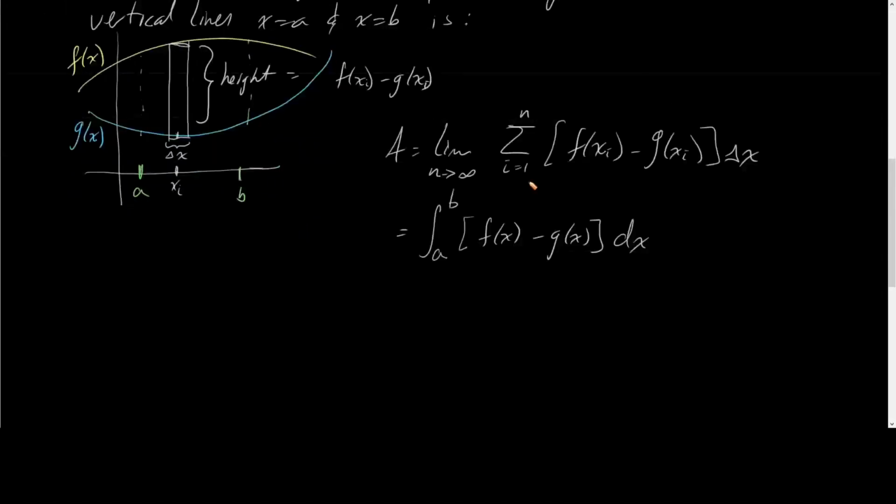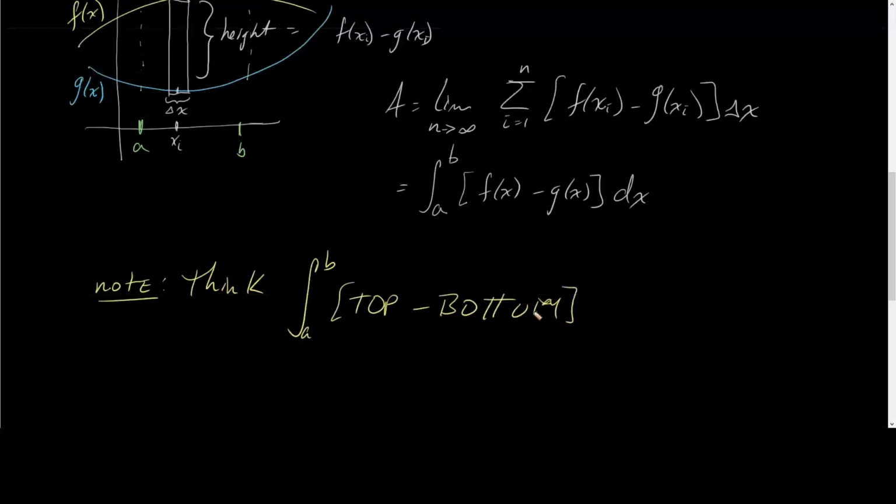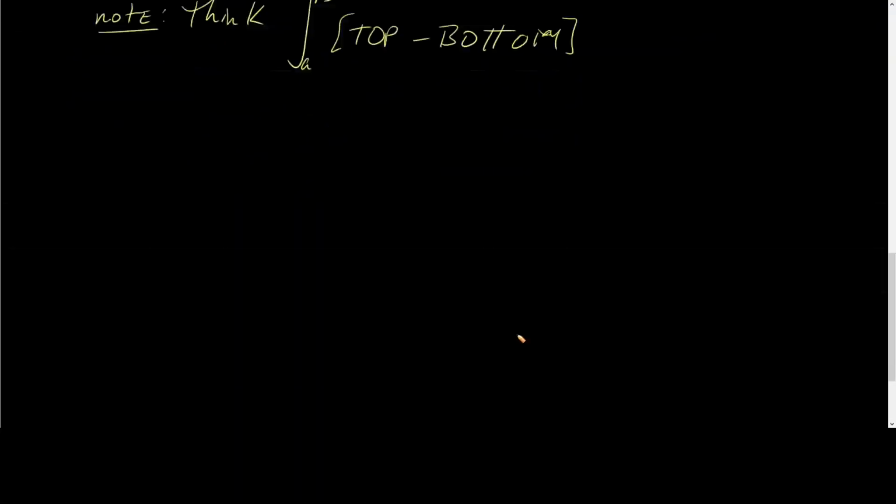Now, I don't want you to think of this as f minus g, because it very much depends on what functions they are. I want you to think of it as the integral from a to b of the top function minus the bottom function. All right. So that's how I want you to think about this integral, the top function minus the bottom function. So let's do some examples here. All right. So here we go.